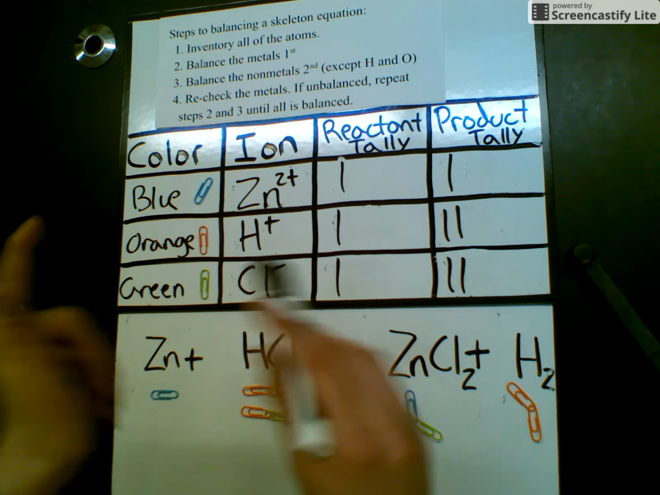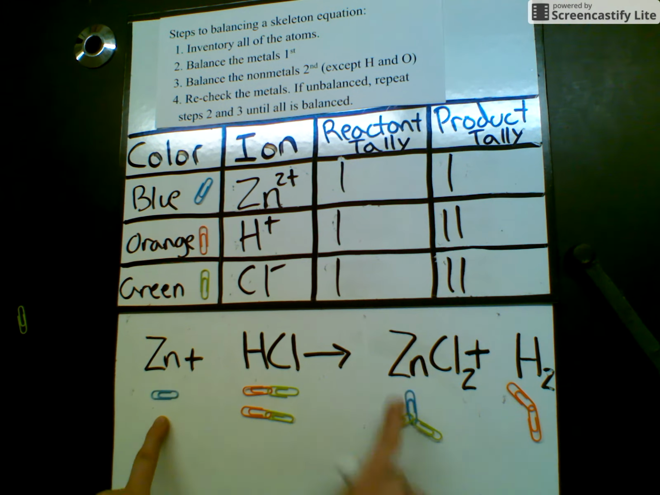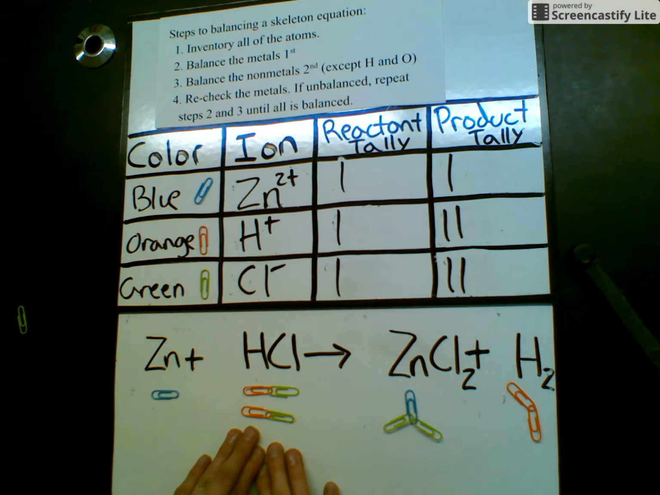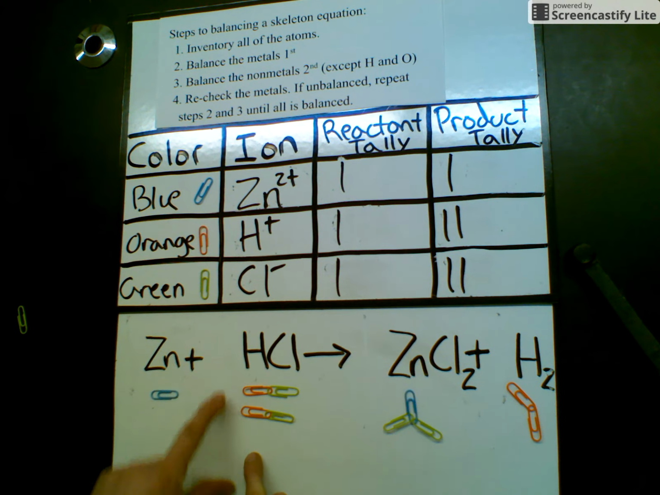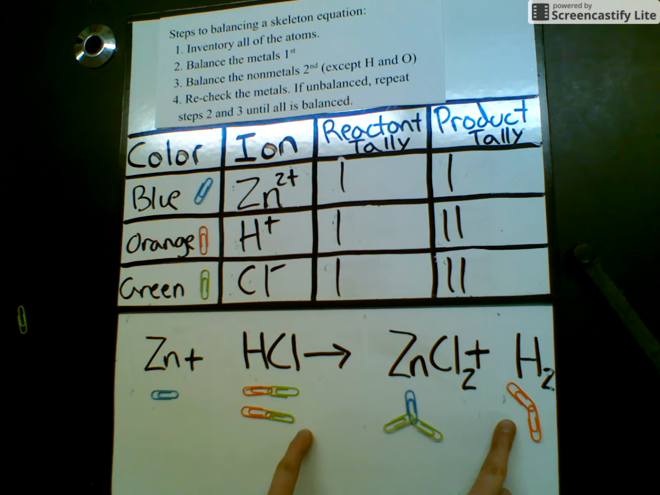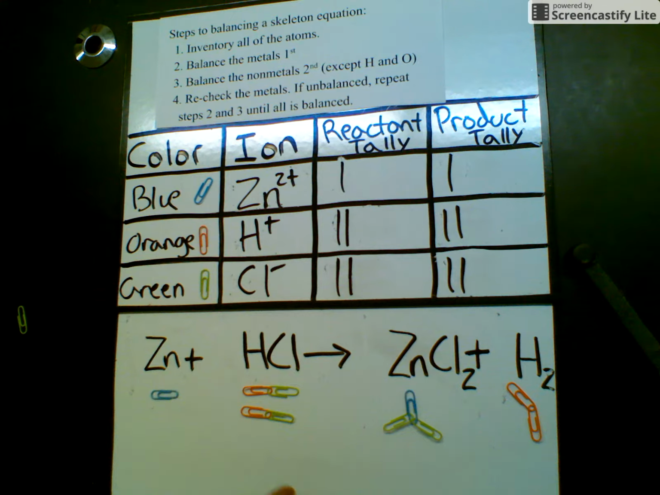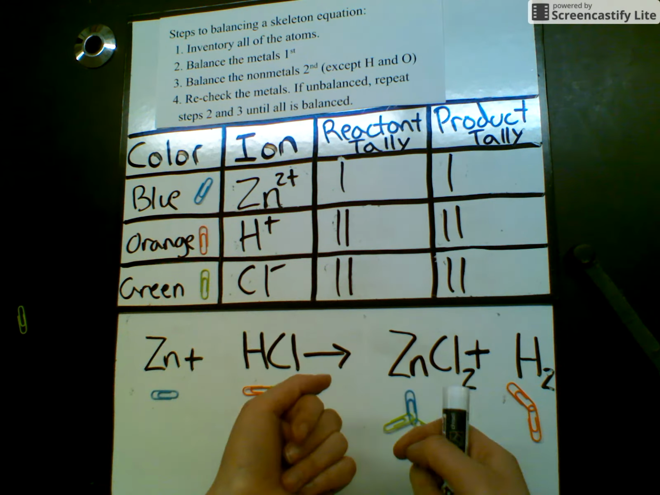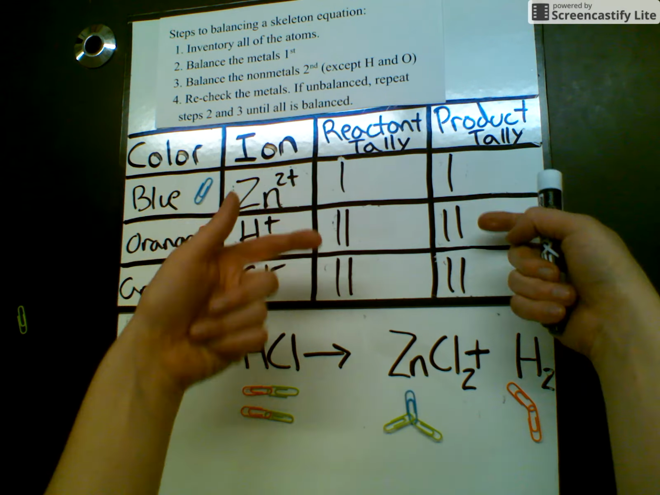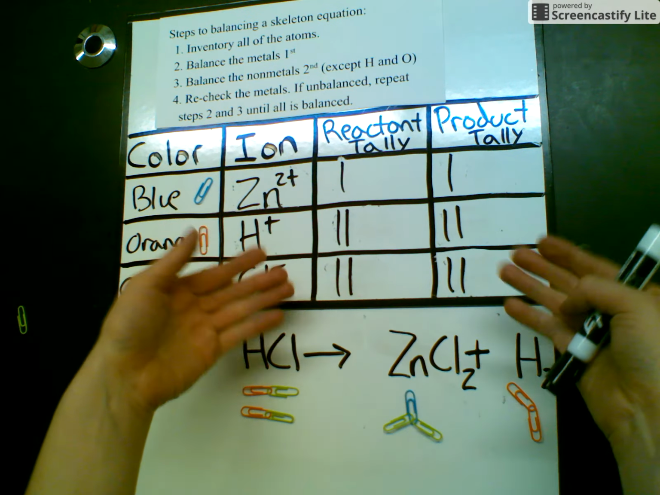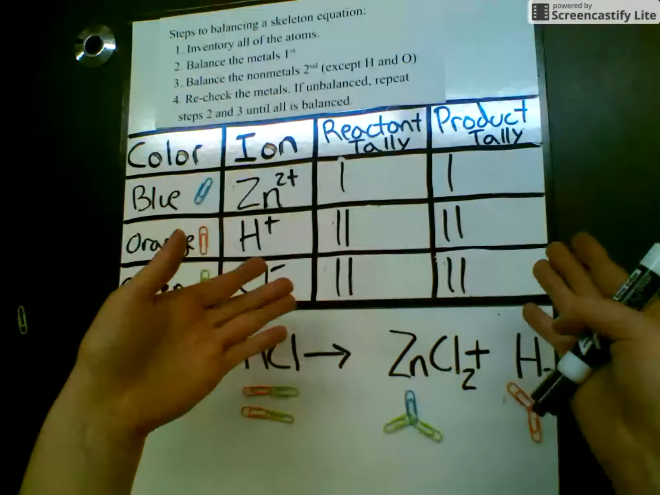When I do that, I'm going to re-inventory all of my atoms. I still only have one zinc each on the reactant side and the product side. But now that I've added this second molecule of hydrochloric acid, I now have two atoms of hydrogen on the reactant side, still two on the product side, and now two ions of chloride on the reactant side, and still two on the product side. So I'm going to update my tally to show that. Now this equation is balanced according to the tally. We have 1 and 1, 2 and 2, 2 and 2. So we are balanced. This successfully showcases the law of conservation of mass.